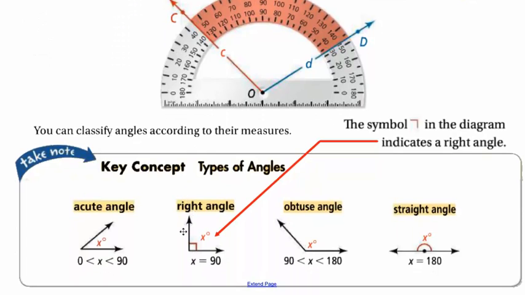Here are some different types of angles. Acute angles are bigger than 0 but less than 90. A right angle is equal to 90. An obtuse angle is bigger than 90 but less than 180. And a straight angle is exactly 180.